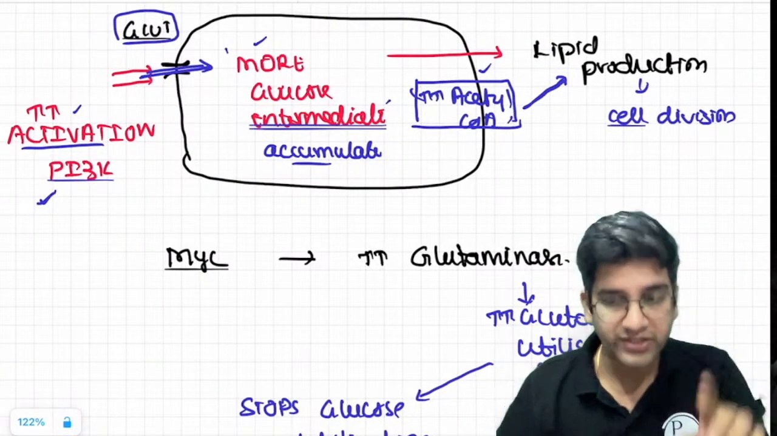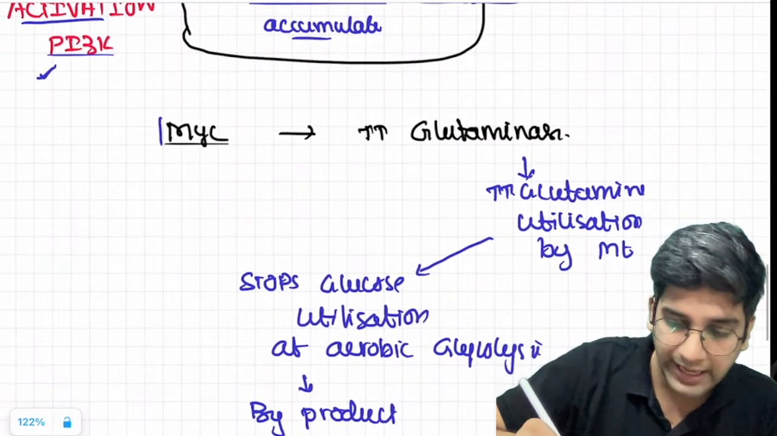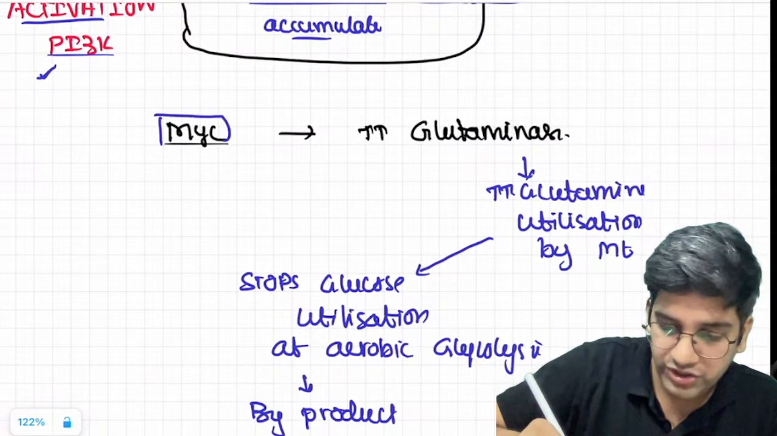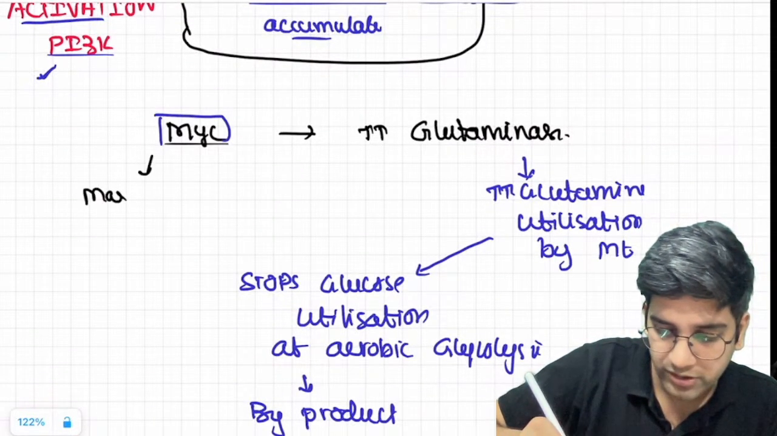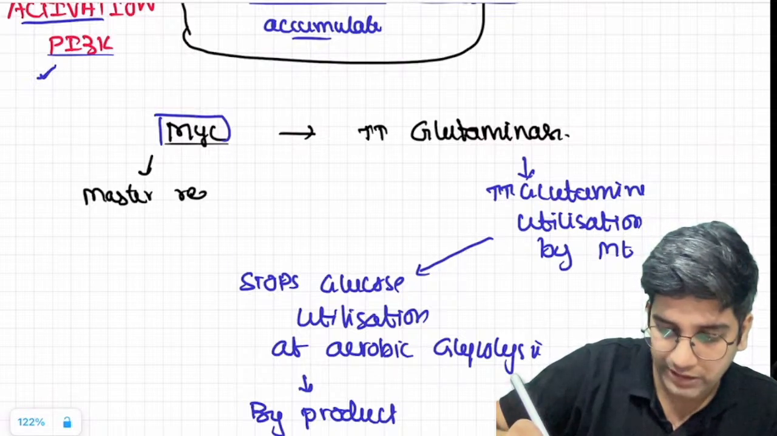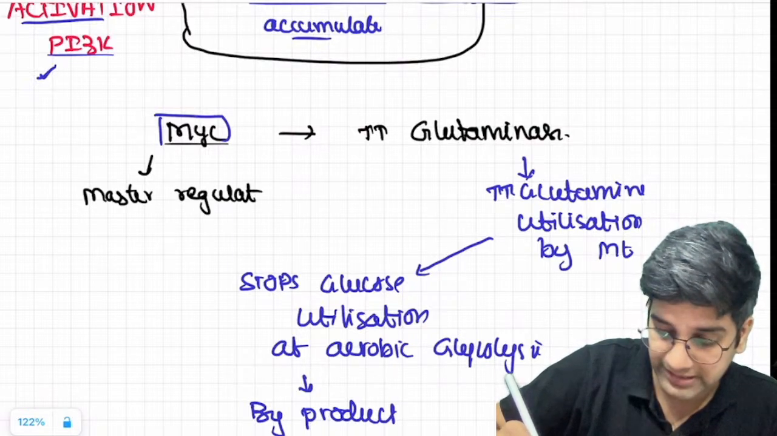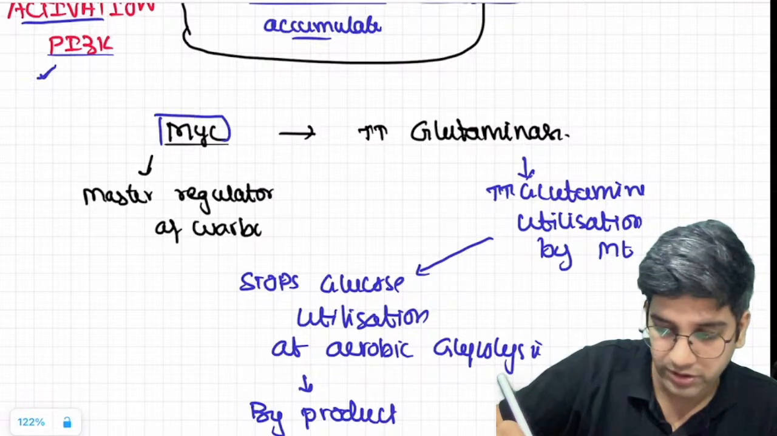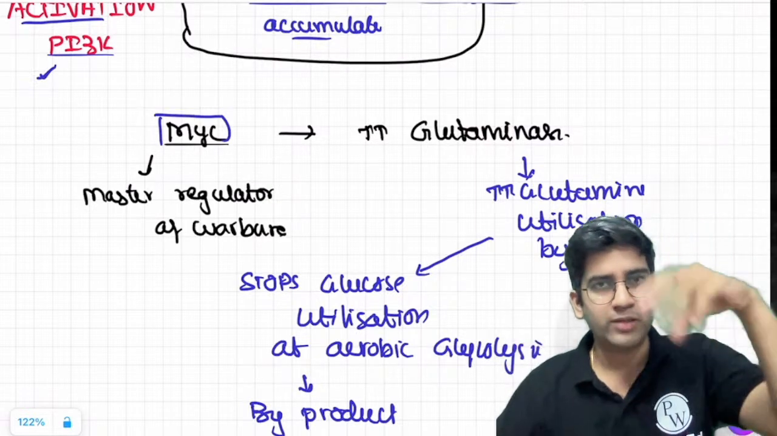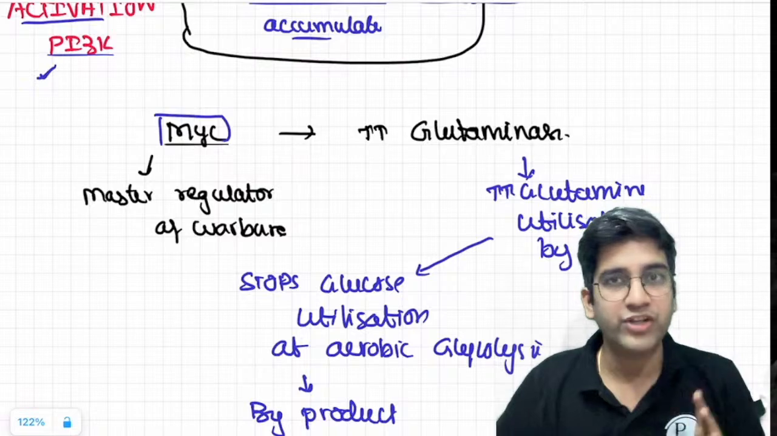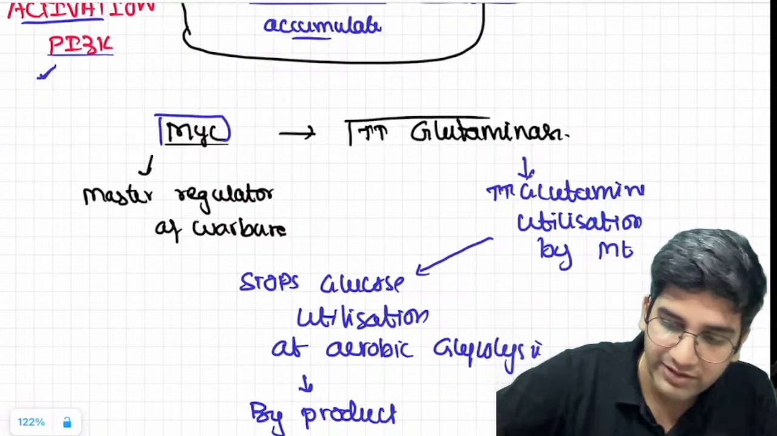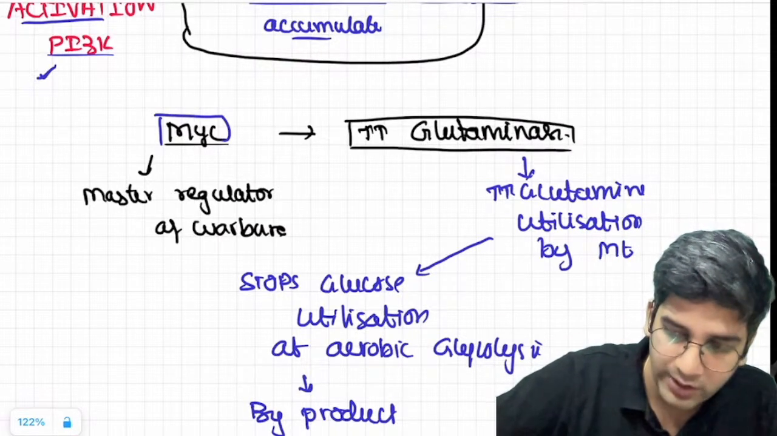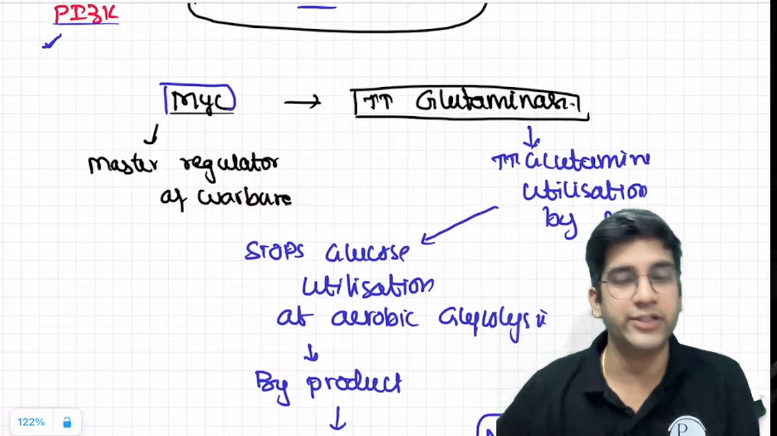At the same time, second, and this is very important, the MYC gene. MYC gene is called the master regulator of Warburg's effect. This is also an exam question. It controls major things in Warburg's effect. So one is more and more glucose entry. MYC activated multiple glycolytic enzymes, and it also activated an enzyme called glutaminase.